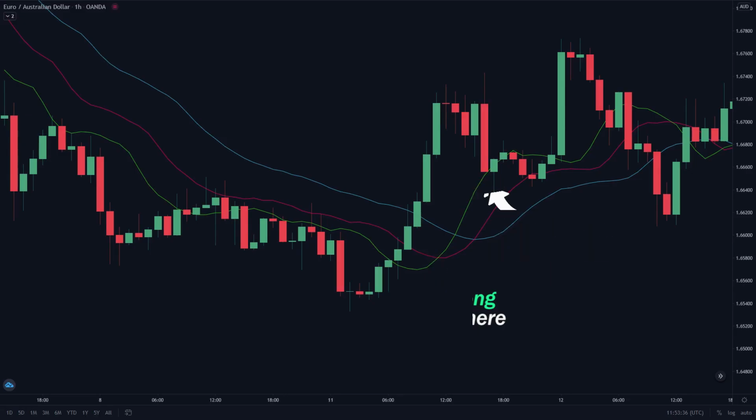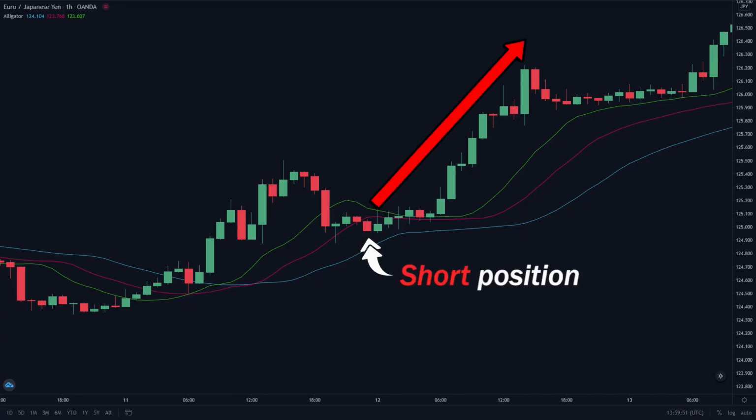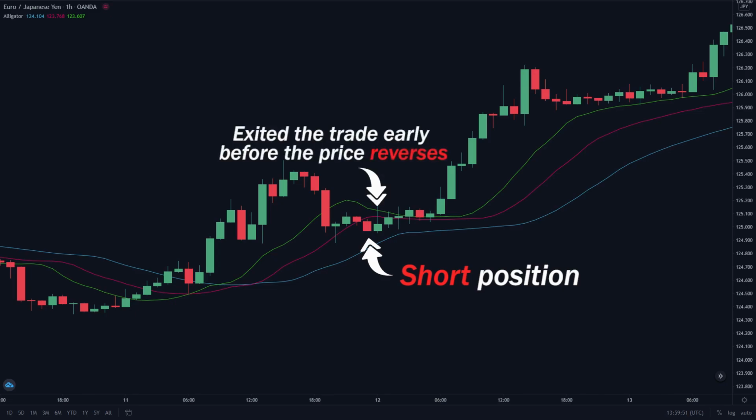So let me give you an example here. So here, as you can see in this chart, the green line is above the other two lines and the candle closes below the purple middle line. That means it's a short signal, so you need to take a short position. But unfortunately, the price reverses instead of continuing. But luckily for us, because of our exit signal, we would have exited the trade here because our stop loss is at the green candle.